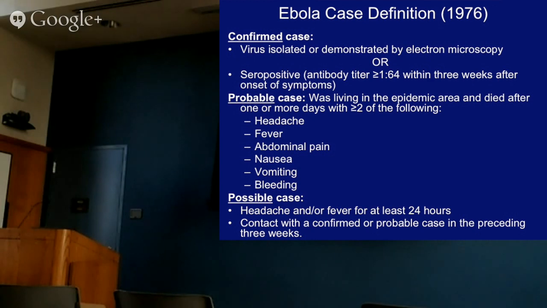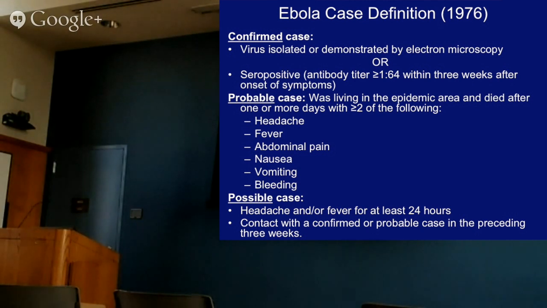Eventually, as I mentioned, Fred Murphy was able to visualize the virus by electron microscopy, and then lab tests were developed. And so that third category, the confirmed case, could now be added. But the probable and possible are based simply on clinical symptoms. And there's an art to writing these things, as I like to say. You have to make it broad enough that you catch everybody that you want to investigate, but not so broad that every malaria case, of which there are many more cases than Ebola in this area, will get picked up here.